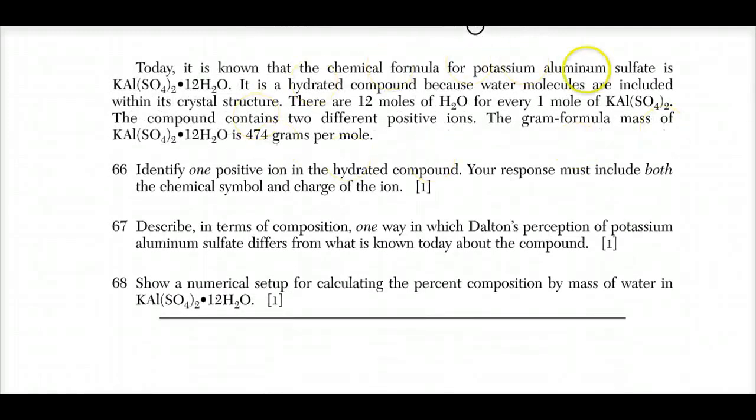Any case, let's go to the question. A lot of information here, and a lot of times, a lot of it's not even used. And a lot of times you have to go back and reread it to get what you want. But don't let this intimidate you. Go right to the question. That's my suggestion, but do what your teacher says. 66. Identify one positive ion in the hydrated compound. Your response must include both the chemical symbol and the charge of the ion.